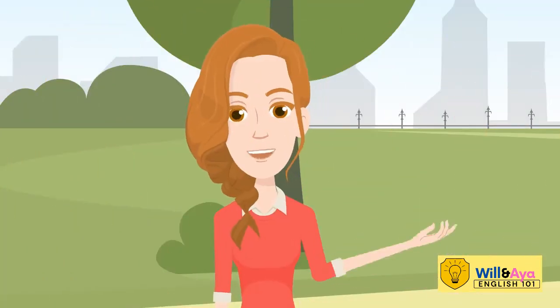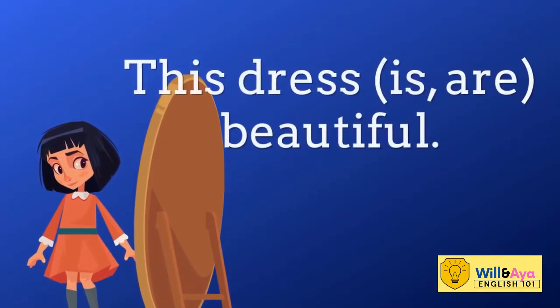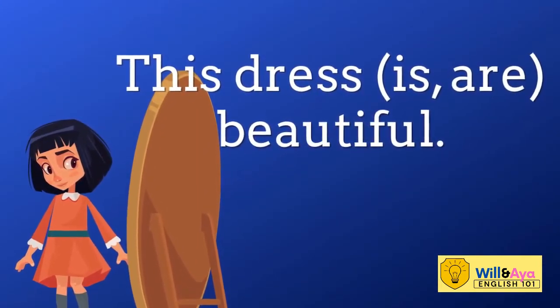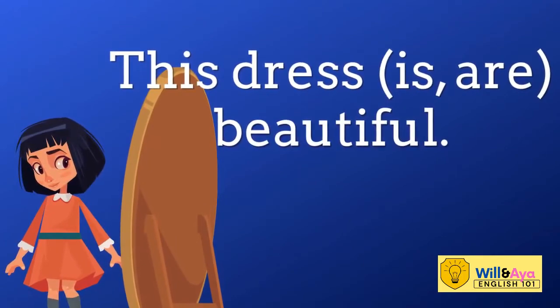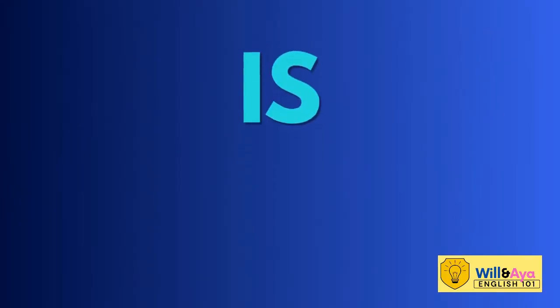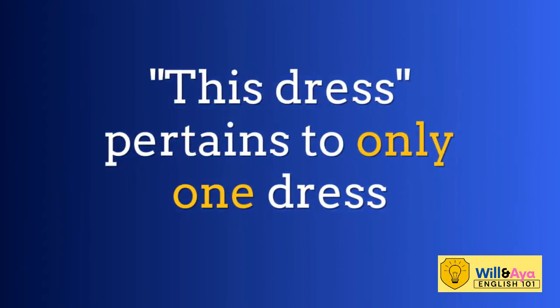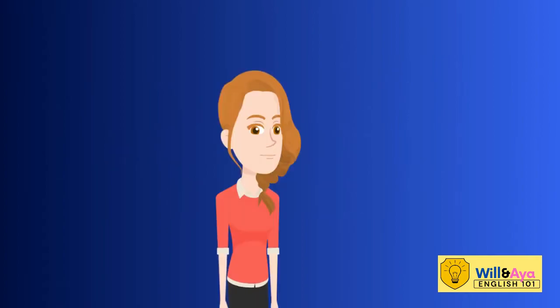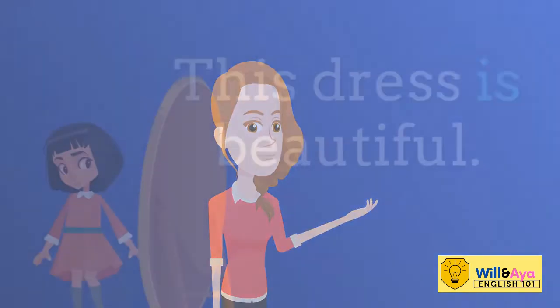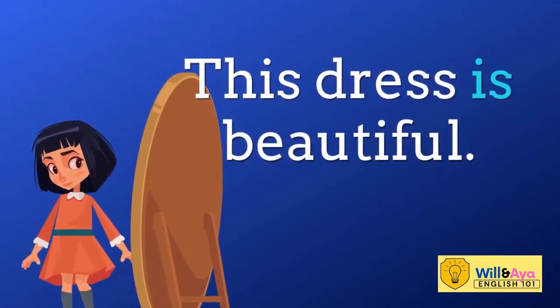What about the sentence, this dress are beautiful? Which linking verb should we use? Is or are? That's right. We should use is. This dress pertains to only one dress, so it's in the singular form. That's why the sentence should be, this dress is beautiful.